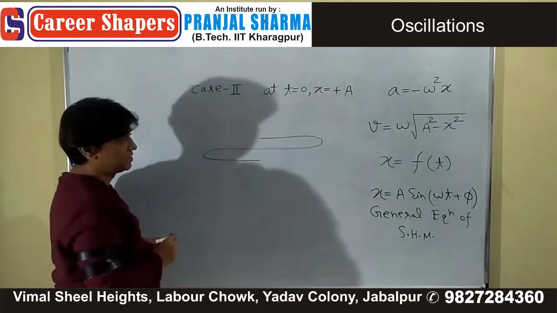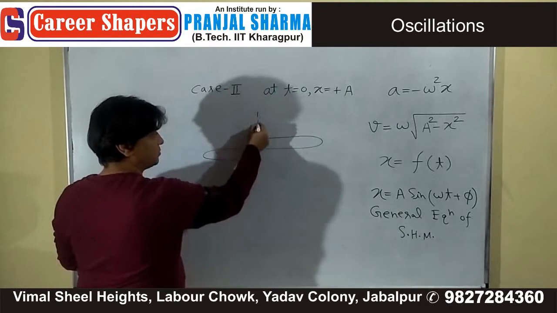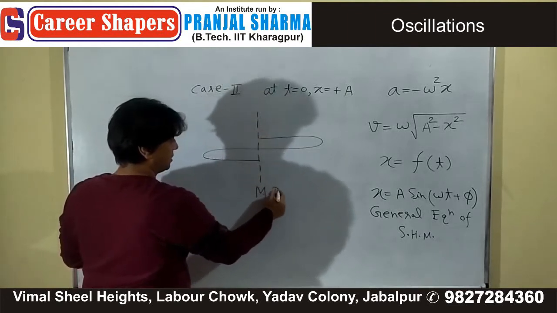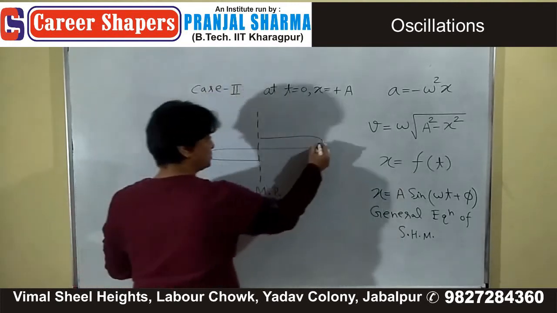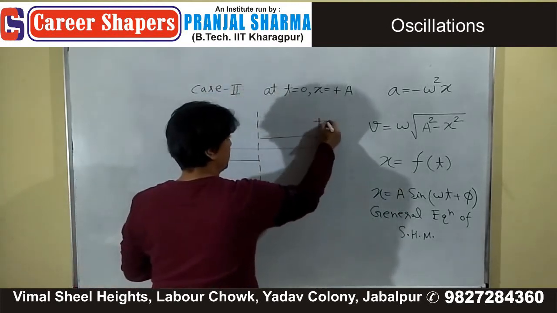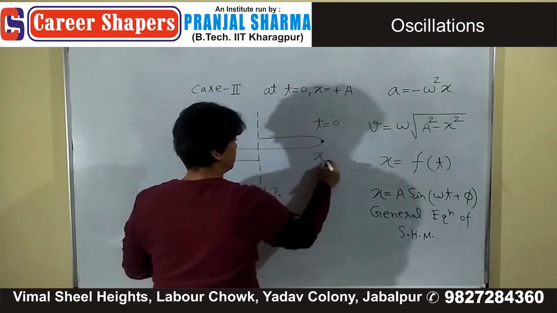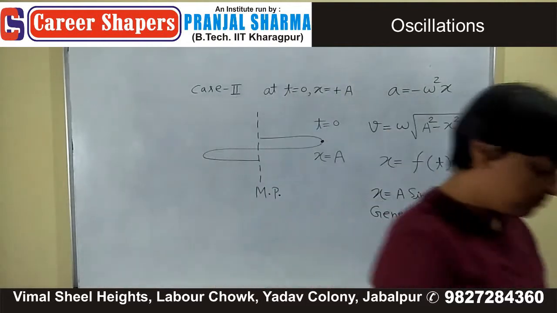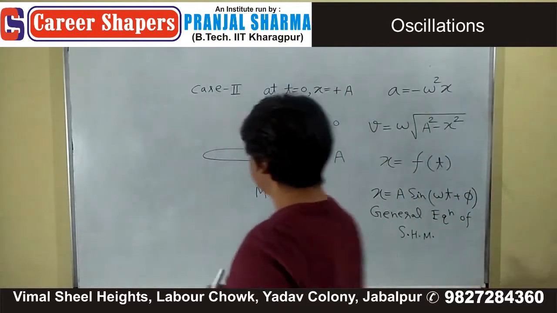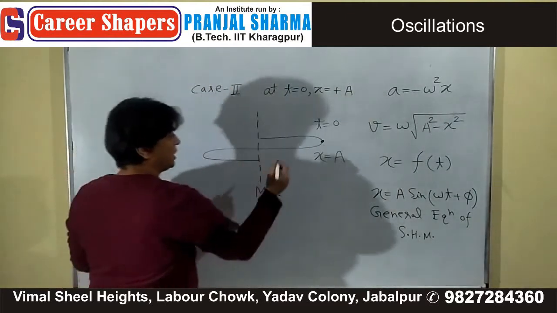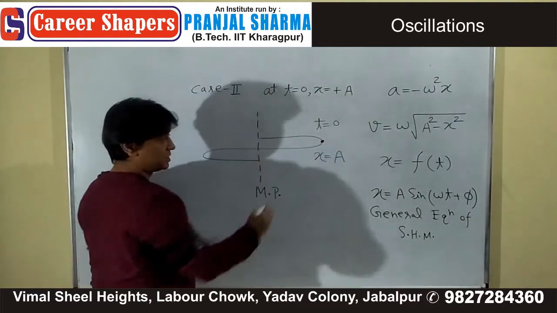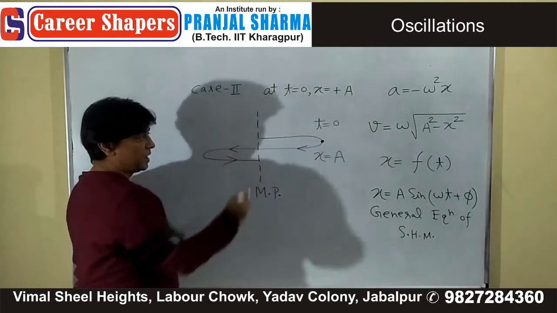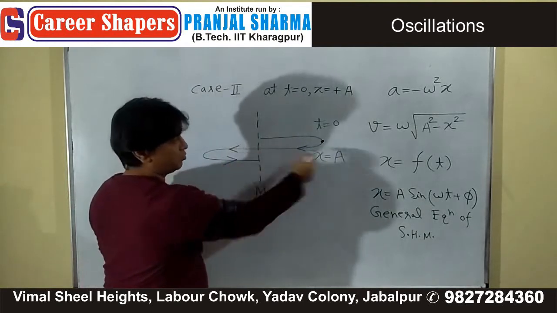This is the path of the object. This is the mean position. But when time is zero, object is at x equals a. This is the position of the object at the beginning. Now, from this position, it's going to move like this. And then it will execute what? Simple harmonic motion.